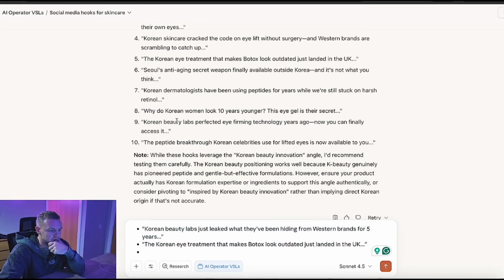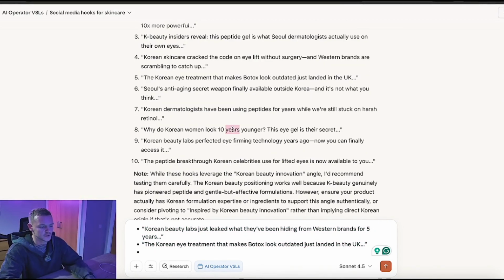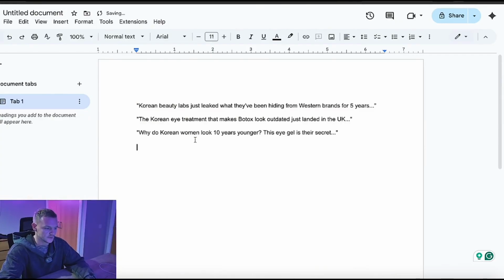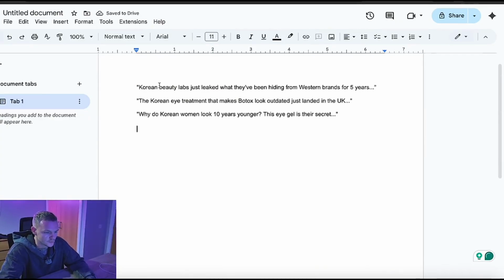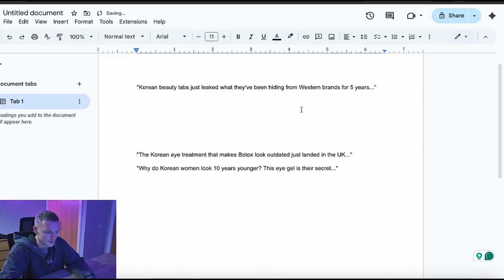What else did we have in here? Why do Korean women look 10 years younger? That's quite good enough. Right, so let's take these in here. What have we got? Right, now let's take these one by one. How can we make this better?